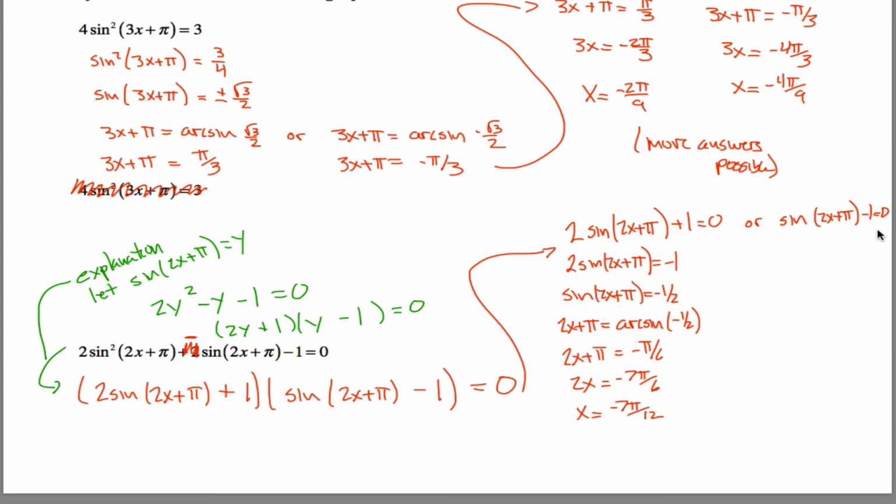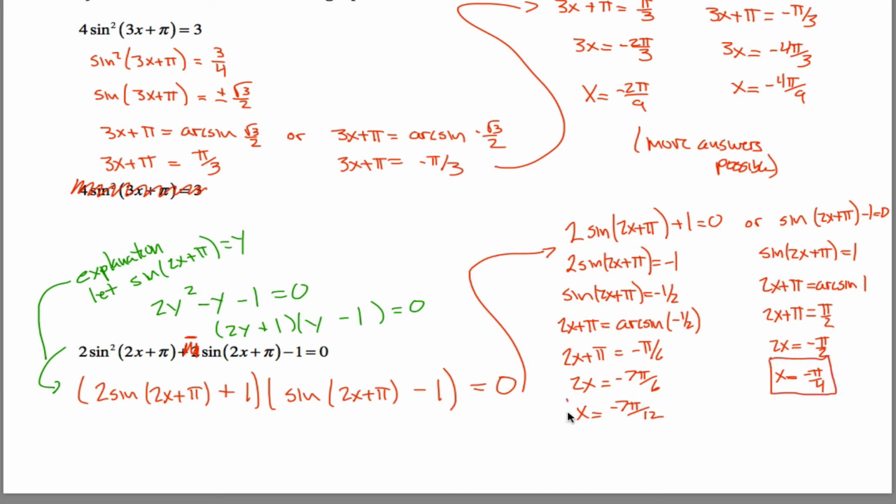Do that same thing over here, except now you're adding 1 to both sides of the equation. You got sine of 2x plus pi equals 1. So 2x plus pi is equal to the arcsine of 1. What angle between negative pi over 2 and pi over 2, when I take the sine of it, do I get 1? Well, sine is the height. The height is 1 when I go straight up, when the angle is pi over 2. So 2x plus pi equals pi over 2. Subtract pi from both sides. You got 2x equals negative pi over 2. Divide by 2. You got x equals negative pi over 4.